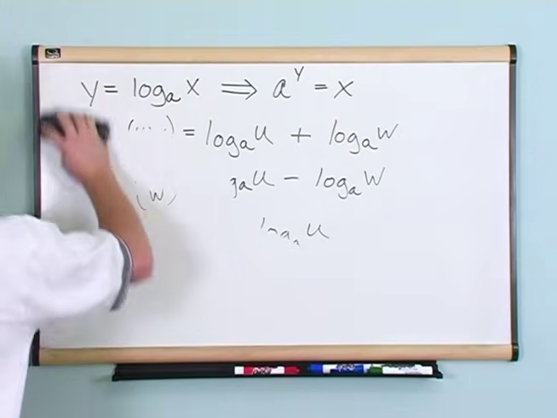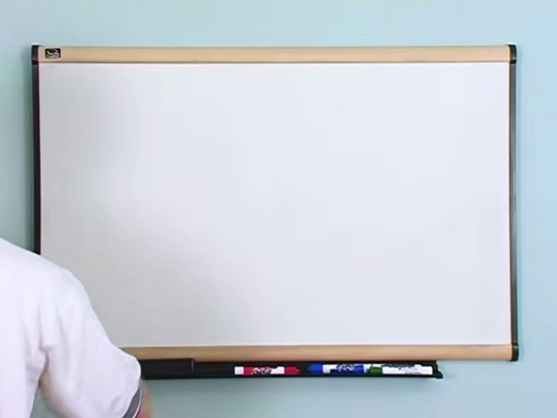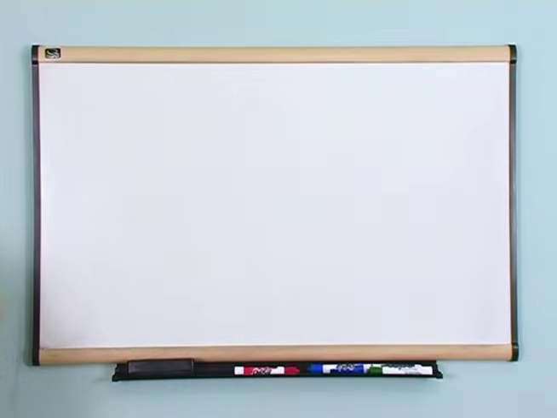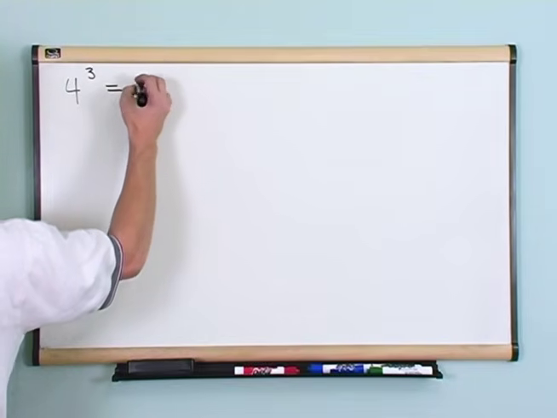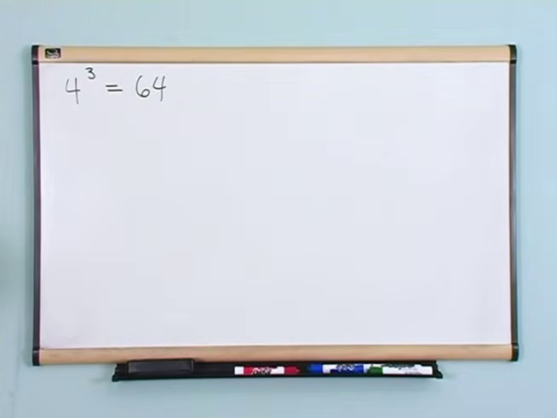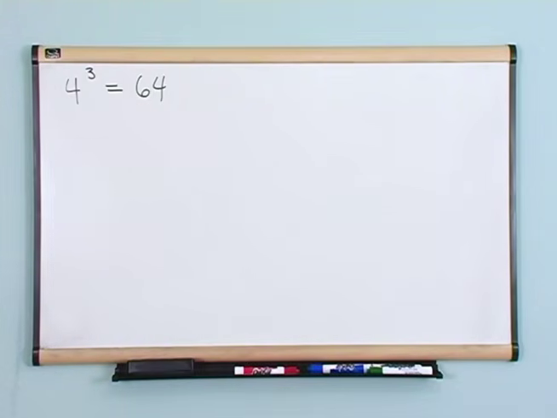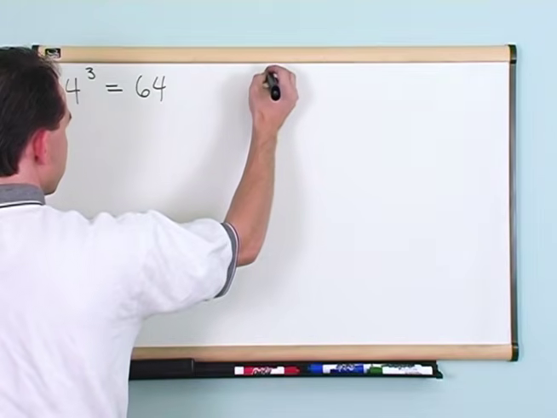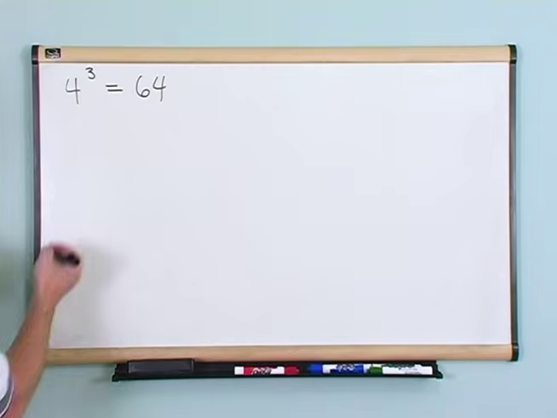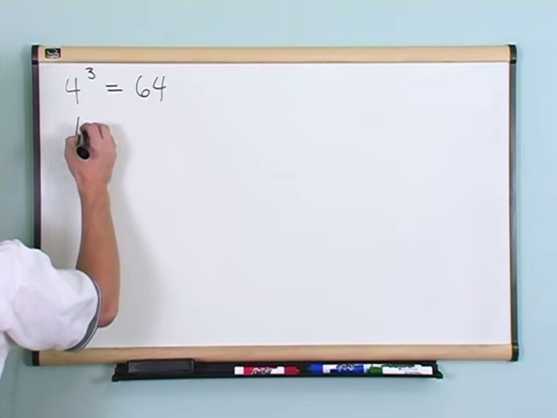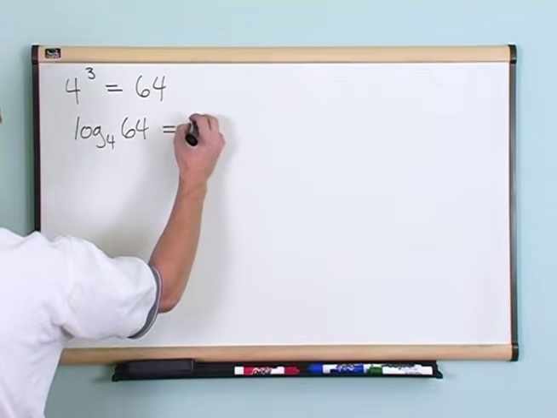After we've talked about this, let's work a few problems that use some of those properties. First set of problems is going to be this. 4 to the third power equals 64. The question is, write this equation in log form. We've already talked before about how to do that, and so now we're going to do that here. I'm just going to write it down and we're going to talk about it. What this means is log base 4 of 64 would equal 3.